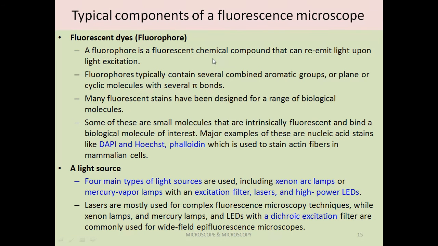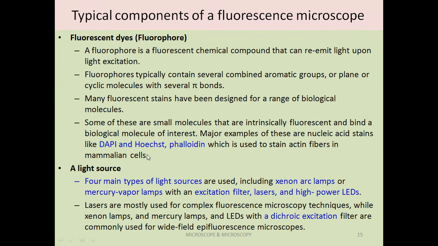The typical components of fluorescence microscopy, as discussed, include a fluorescent dye. It's a chemical compound which can re-emit light upon light excitation. When the light falls on it, it will fluoresce. It contains several combined aromatic groups or planar structures. Many fluorescent stains are designed for a range of biological molecules, that is, you can have particular stain dyes used only for biological samples, bacteria, fungi, etc. Some of these are small molecules that are intrinsically fluorescent and bind a biological molecule. Examples are nucleic acid stains like DAPI, and dyes which are used to stain actin fibers in mammalian cells.